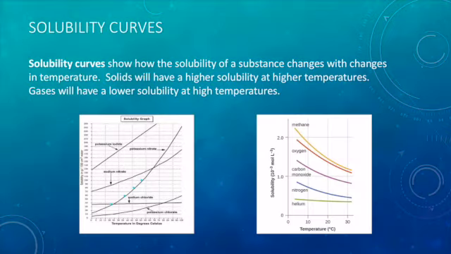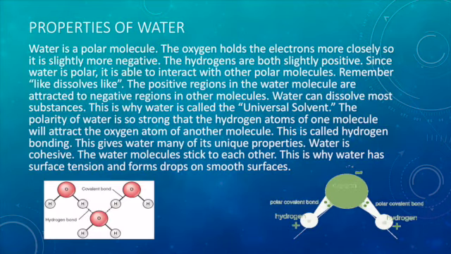Solubility curves show how the solubility of a solution or substance changes with changes in temperature. Solids will have a higher solubility at higher temperatures. Gases have a lower solubility at high temperatures. So this graph shows different solids, and they increase as the temperature increases. These are different gases, and the solubility decreases as the temperature increases.